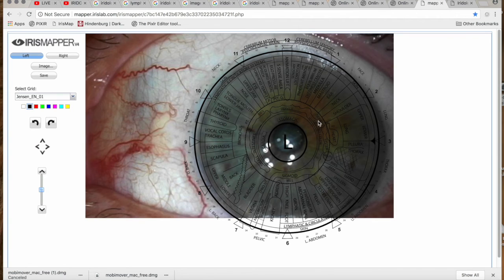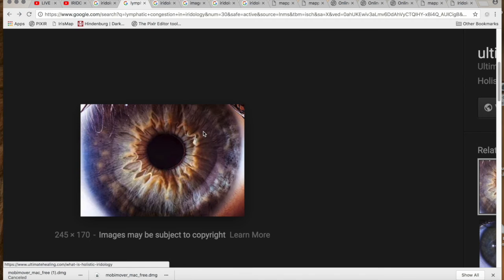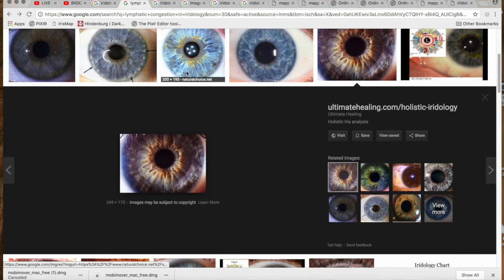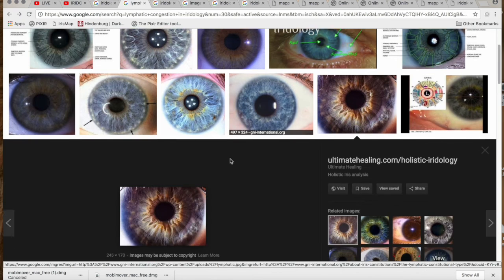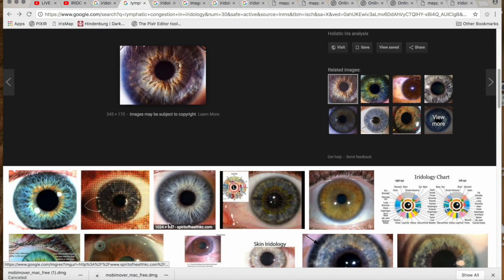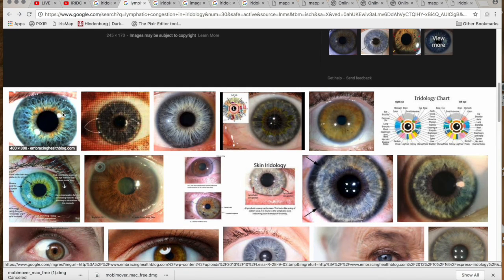Then remember we learned about nerve rings. Maybe I should go back to this first thing. Remember we learned about nerve rings? And you see the nerve rings around. We learned about a cholesterol ring, a lymphatic rosary, which is like this, a skin ring, which is dark around, like this is a good skin ring here, heavy, heavy skin ring, heavy lymphatic congestion in the subacute state. We learned about a lacuna, which are those footballs.